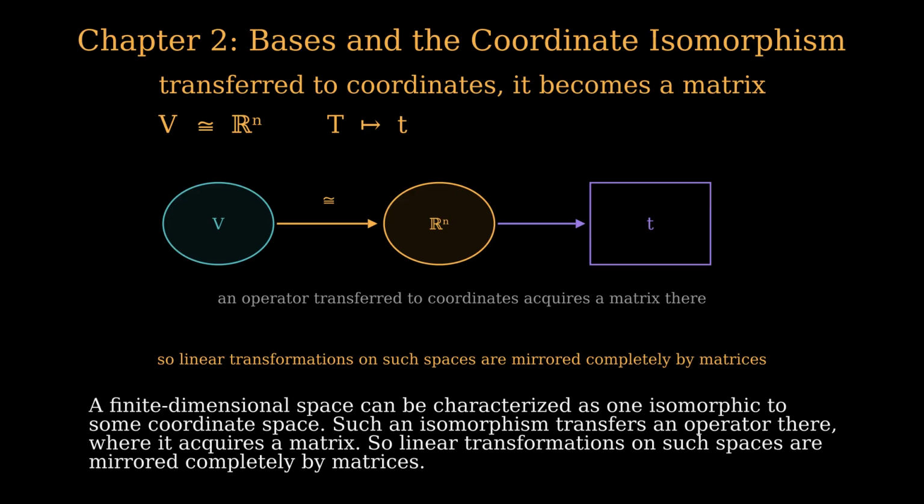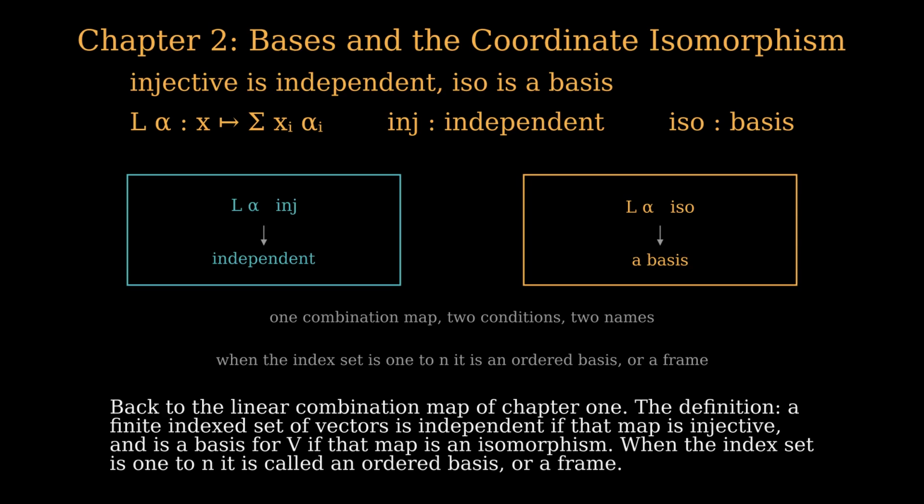Such an isomorphism transfers an operator there, where it acquires a matrix. So linear transformations on such spaces are mirrored completely by matrices. Back to the linear combination map of Chapter 1.